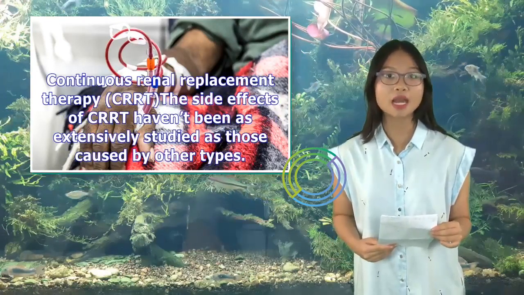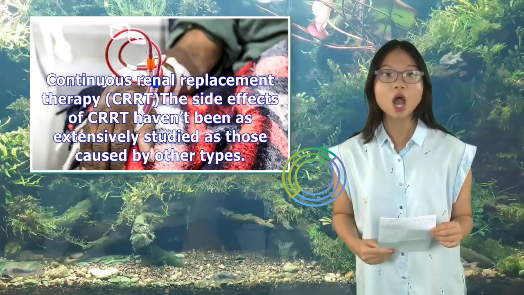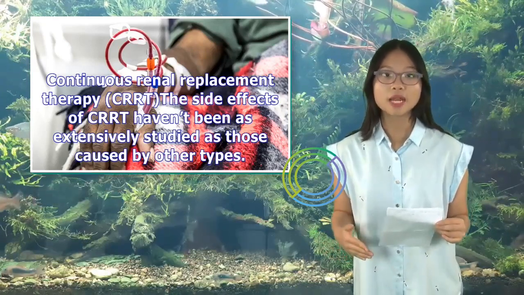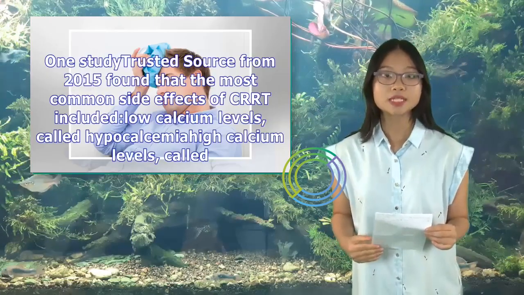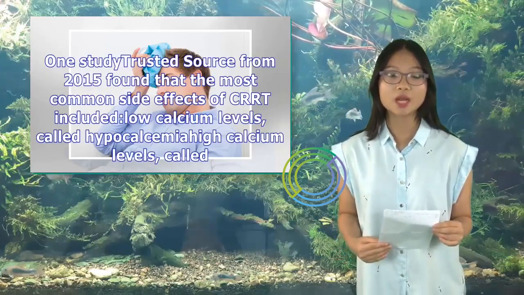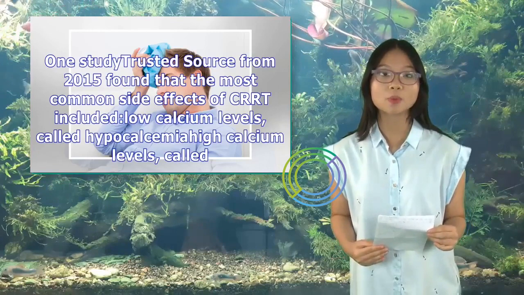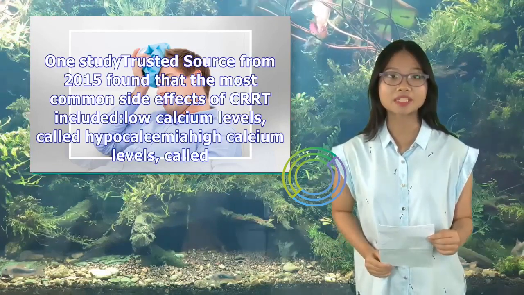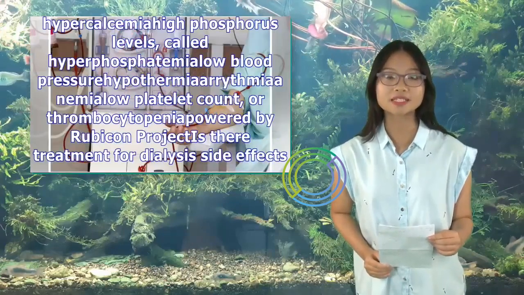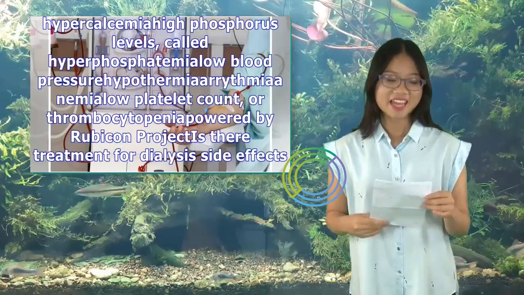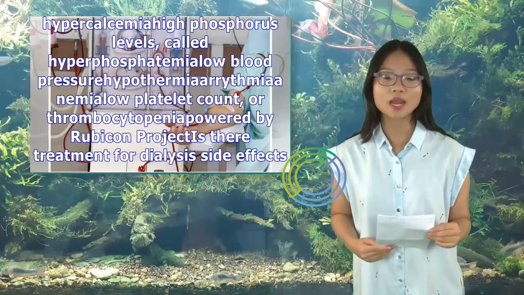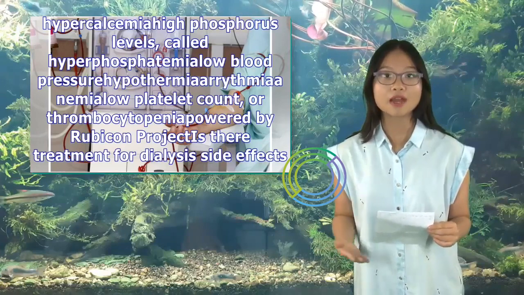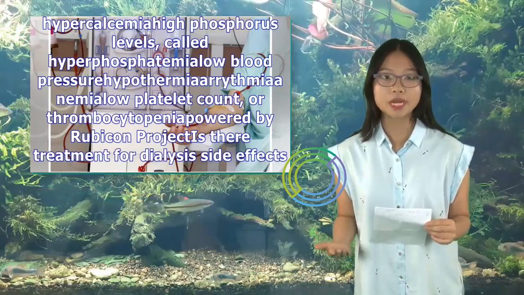Continuous renal replacement therapy, CRRT. The side effects of CRRT haven't been as extensively studied as those caused by other types. One 2015 study found that the most common side effects of CRRT included low calcium levels, called hypocalcemia, high calcium levels, called hypercalcemia, high phosphorus levels, called hyperphosphatemia, low blood pressure, hypothermia, and low platelet count, or thrombocytopenia. What is the treatment for dialysis side effects?